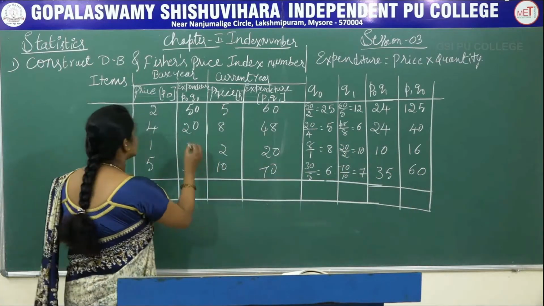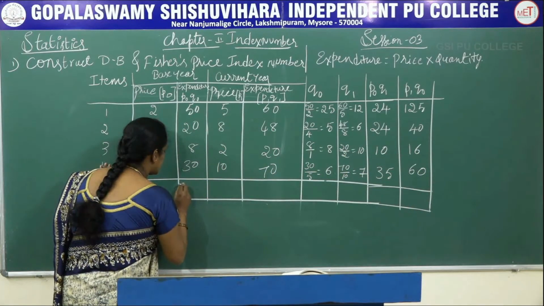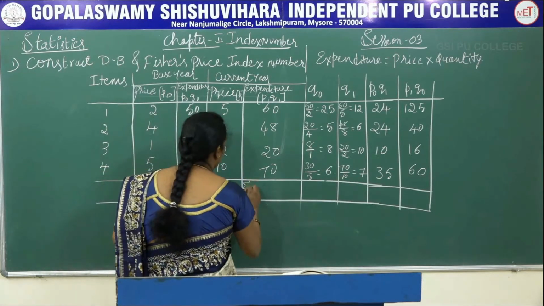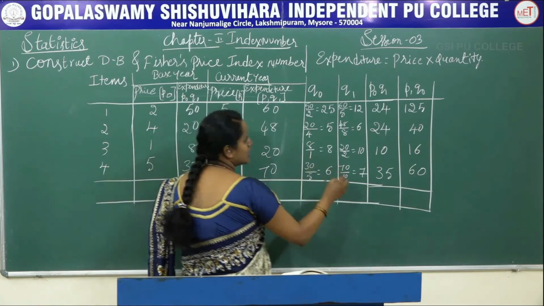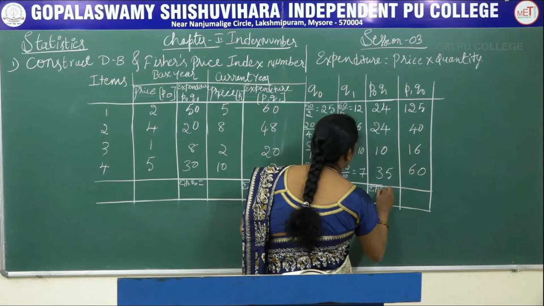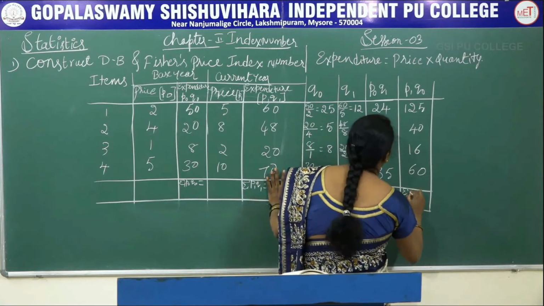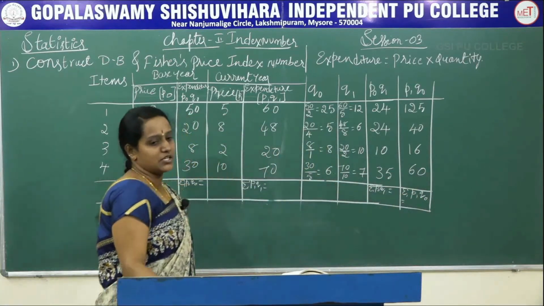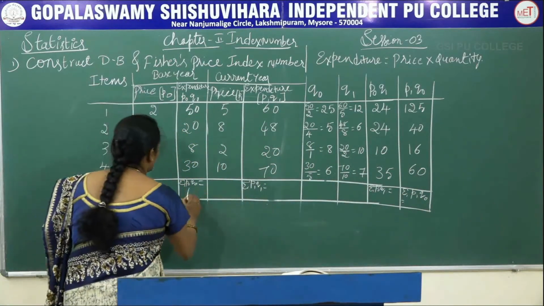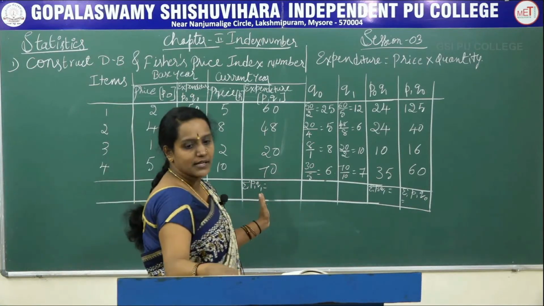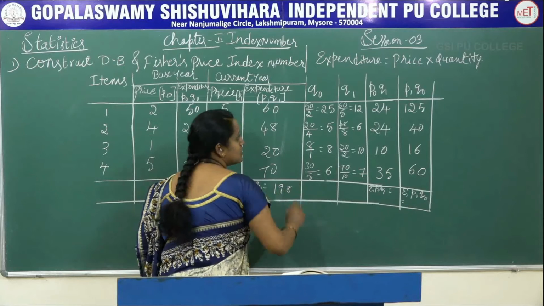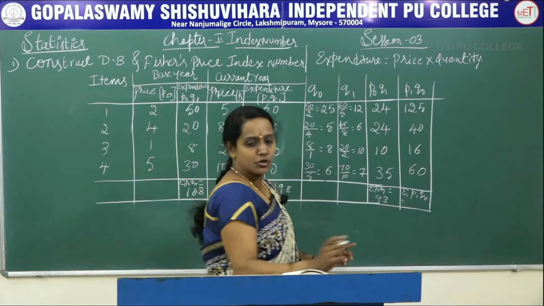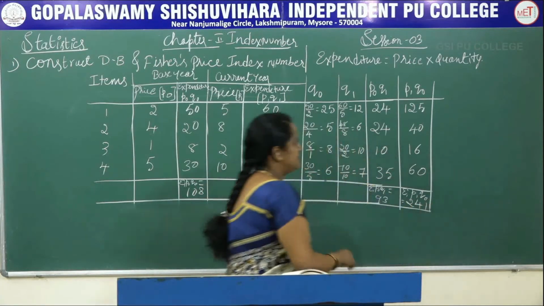Then you take the summation of this expenditure, that is summation of P0 Q0, summation of P1 Q1, summation of P0 Q1 and summation of P1 Q0. We have to take all the summations. So P0 Q0 summation is 108 and P1 Q1 is 198. P0 Q1 is 93 and P1 Q0 is 241.